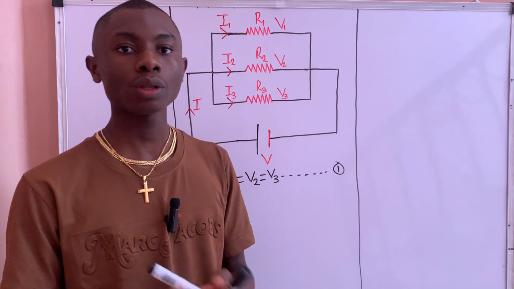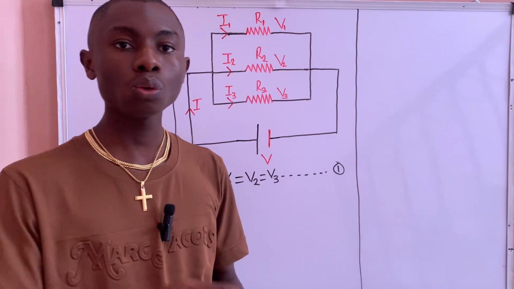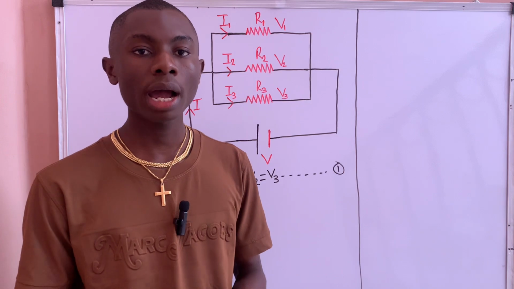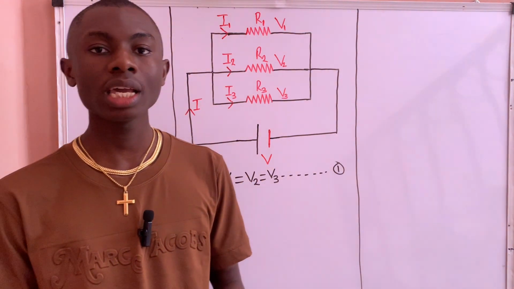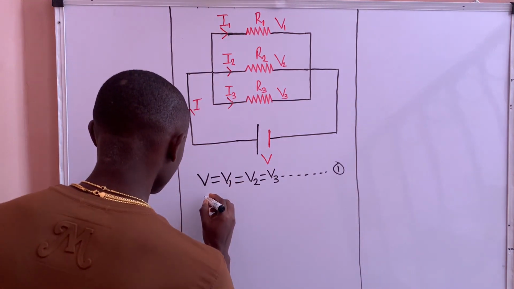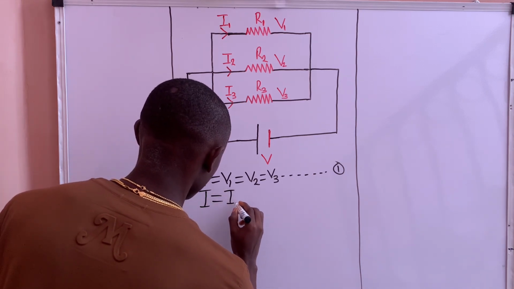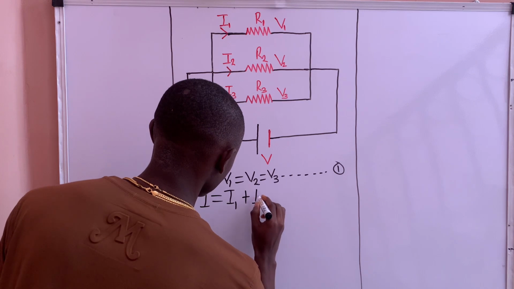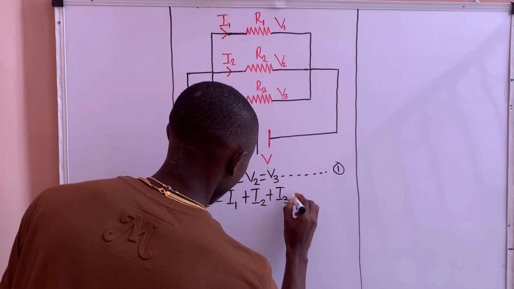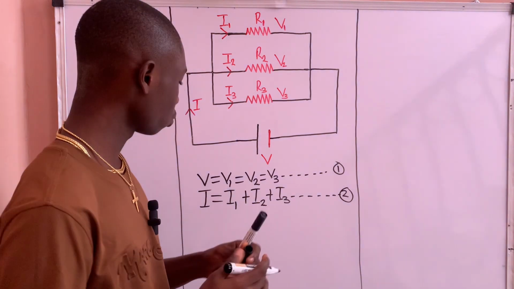Also, we know that one of the characteristics of a parallel circuit when it comes to current is that the current through the individual resistor is different from the supply current. I mean that the current in a parallel circuit differs. With that statement, I can write that the supply current, I, is equal to I1 plus I2 plus I3. We can call that equation 2.